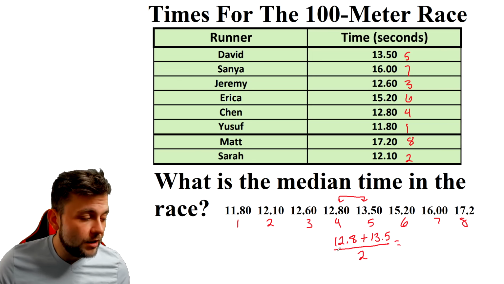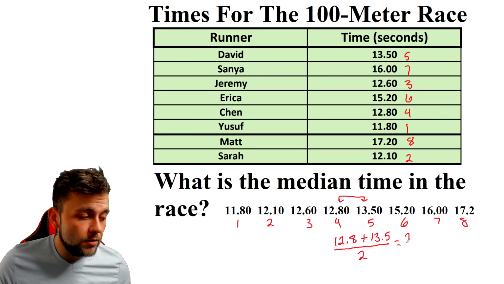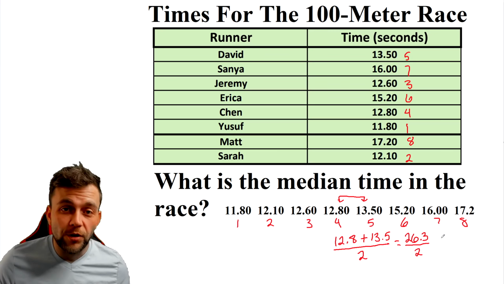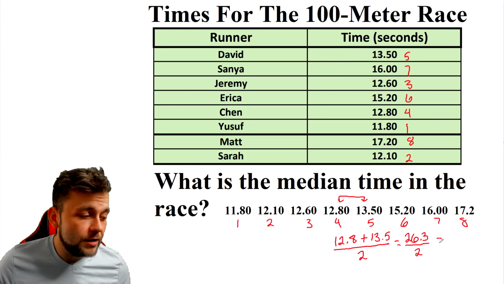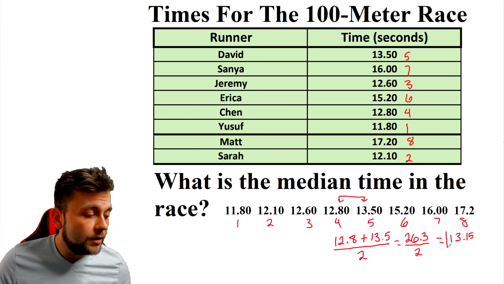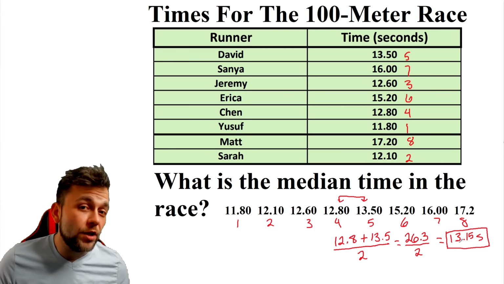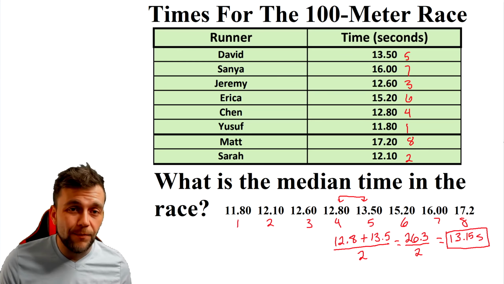And what we end up getting is, so what's 12.8 plus 13.5? That is 26.3. 26.3 divided by 2, what is that? That is 13.15. And 13.15 seconds, don't forget your units, 13.15 seconds, that is the median time for this race. So now that we have the median time, we can go ahead.